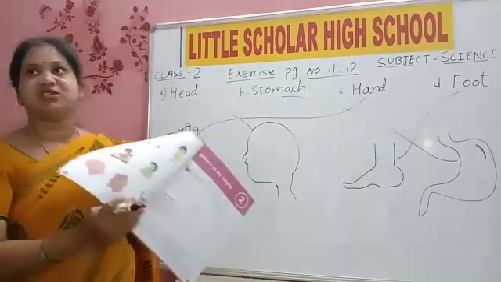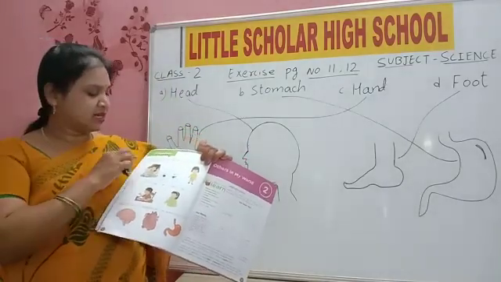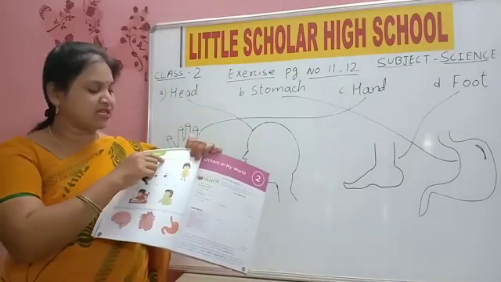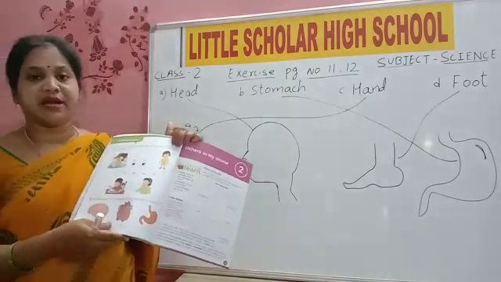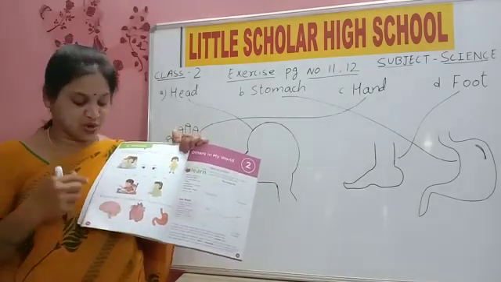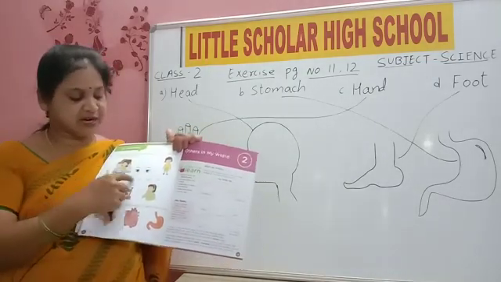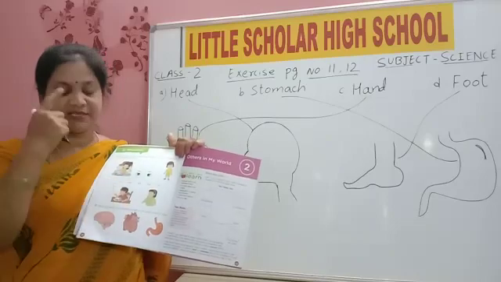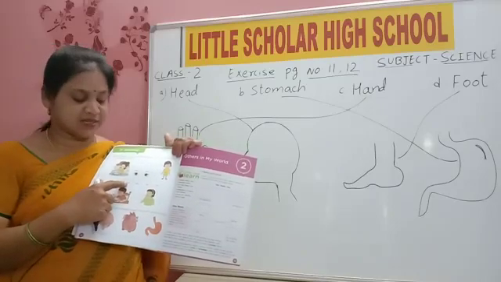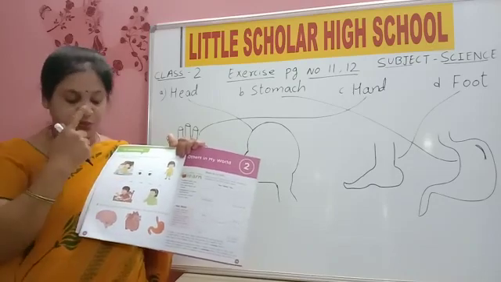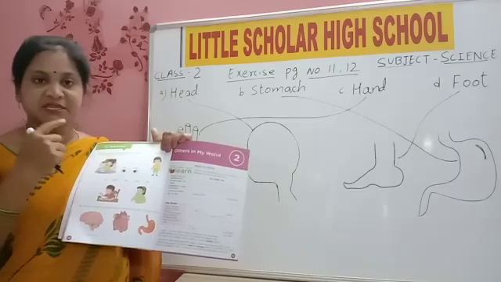Now move to page number 12, children. Here see, draw a line to match each sense organ to its correct picture. Here pictures are given, sense organ pictures, and here words are given. Eyes, seeing. Smell, which organ shows smell? Nose. Taste, tongue. Tongue helps us in taste.